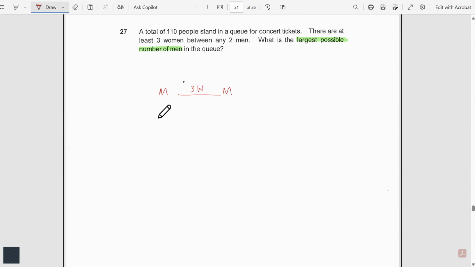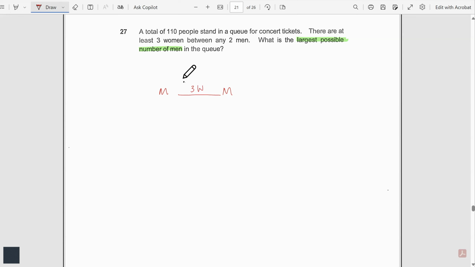Because that means that there's only 2 men. We want the largest possible number of men, which means that I want as many intervals as possible. And in order to get as many intervals as possible, I'm going to put the least number of women for every interval.